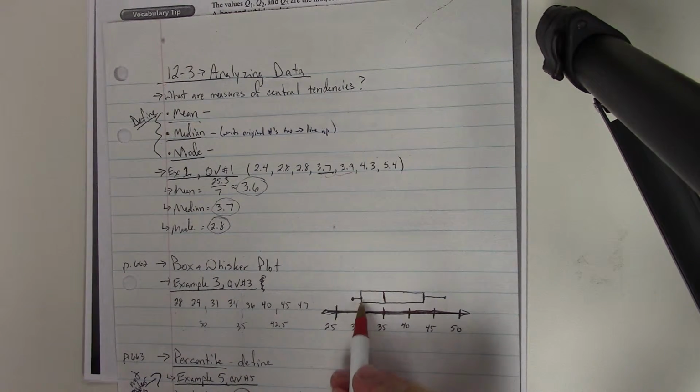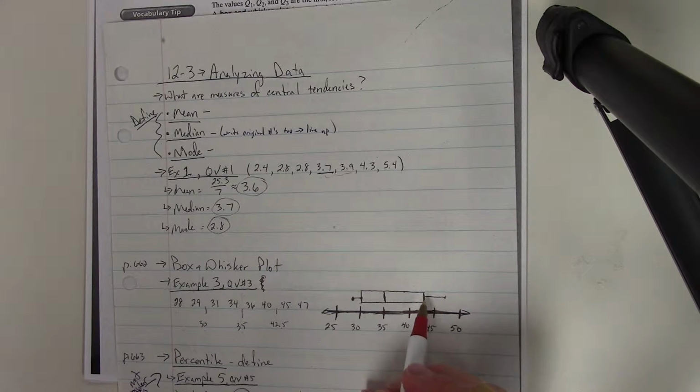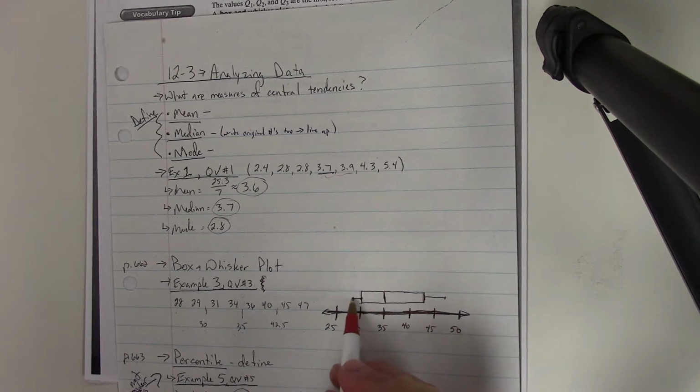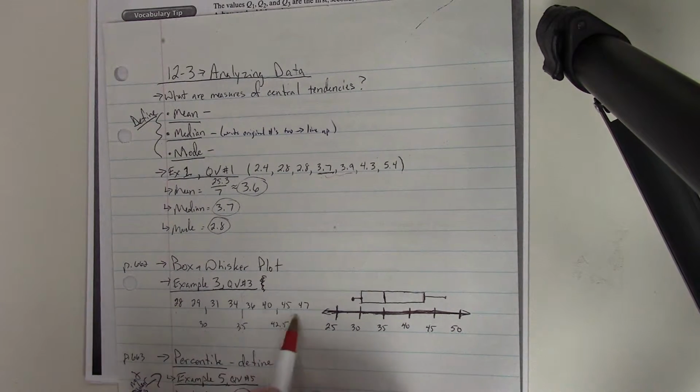I plotted those points at 30, at 35, and at 42.5. Put my lines there, connected them, put my dots at the first two, which is 28 and 47. 28, the first one, and the last one, 47. Connected my whiskers at the end. That is a box and whisker plot. Okay.